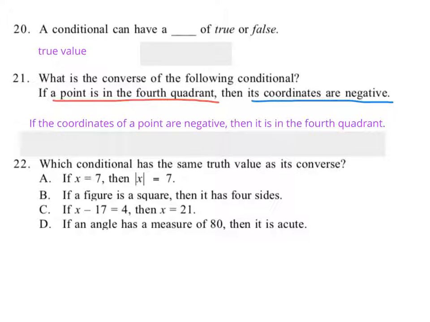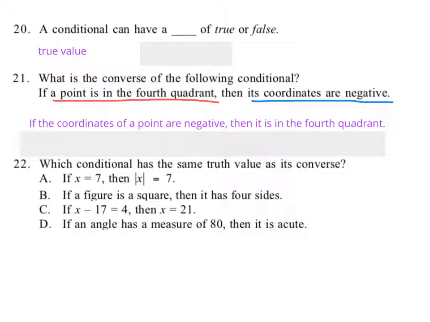Now, number 20. Which conditional has the same truth value as its converse? If x equals 7, then the absolute value of x is 7. That's true. But if the absolute value of x is 7, does that mean x is 7? No, because x could be negative, and when you take the absolute value of it, it turns into a positive 7. So it's not that one.